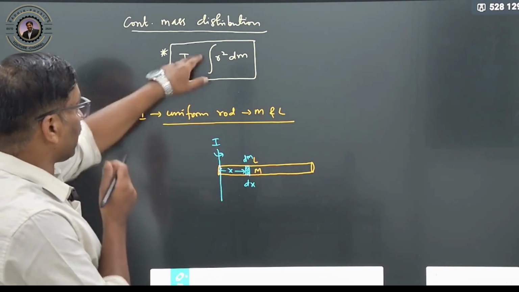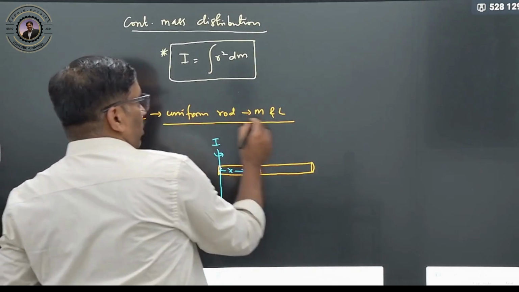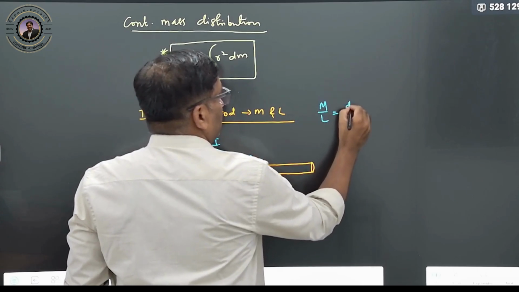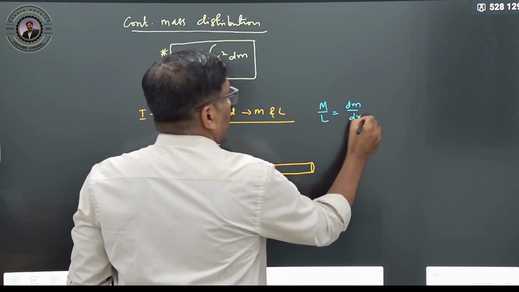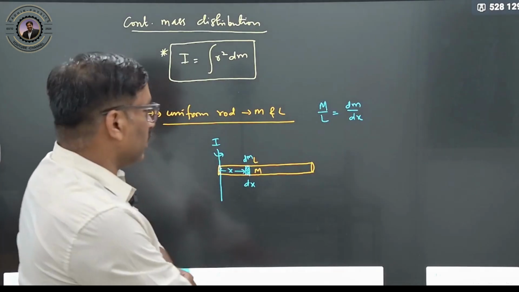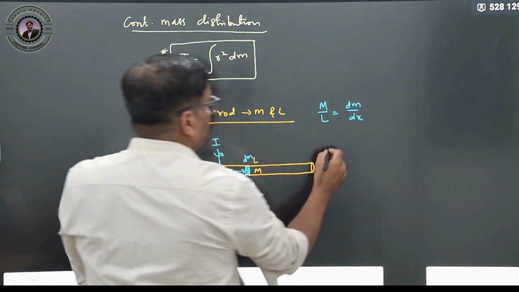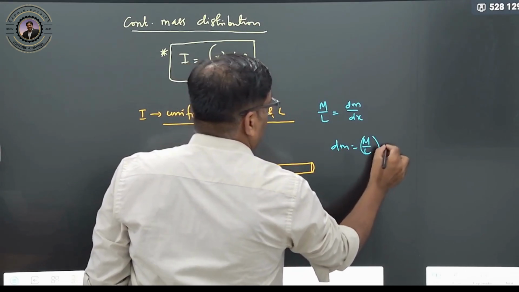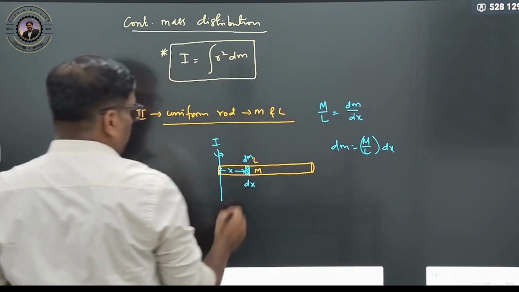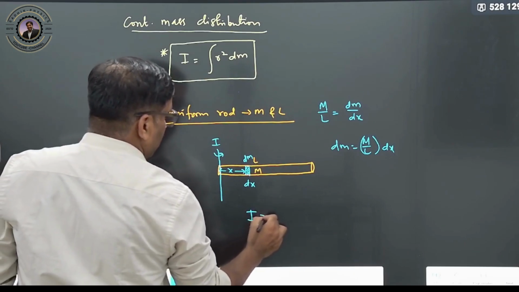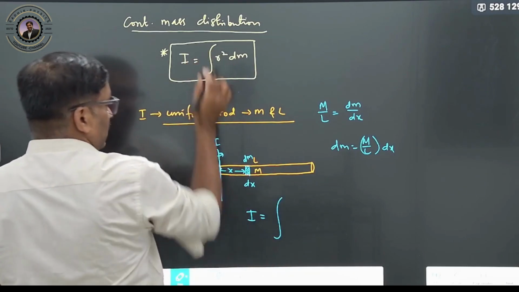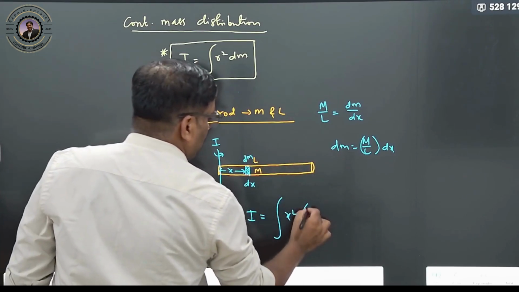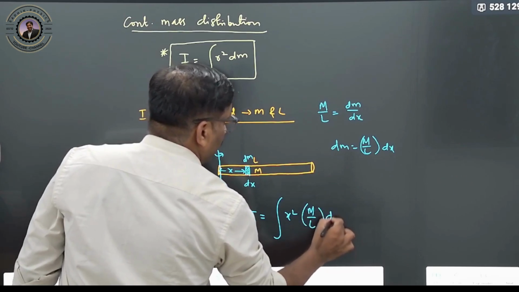It is a uniform rod. Uniform rod means the mass per unit length is constant. You can take it as dm by dx. Clear? So dm is nothing but mass per unit length into dx. Let us substitute here. What will be the moment of inertia? Integral of x square into dm, that is m by L into dx.